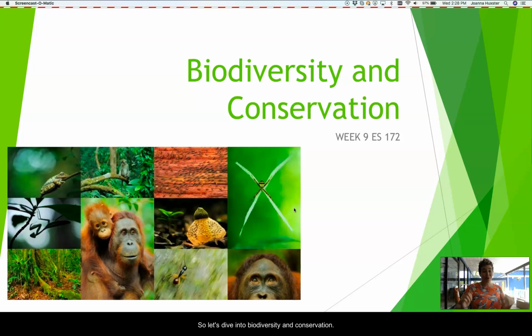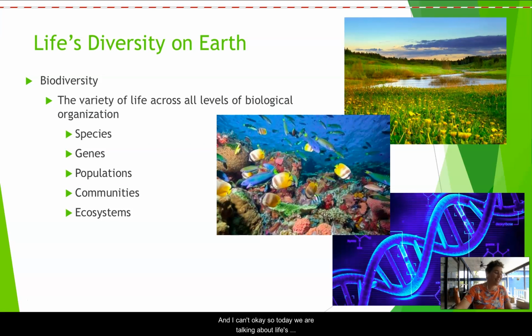So let's dive into biodiversity and conservation, this week's topic. Trying to advance the slide, and I can't. Okay, there we go. So today we are talking about life's diversity on Earth, and biodiversity is the variety of life all across the levels of biological organization. So biodiversity happens at the species level, at the level of genes, at the level of populations, level of communities, and of course at ecosystems. So we're looking at all different levels of life.